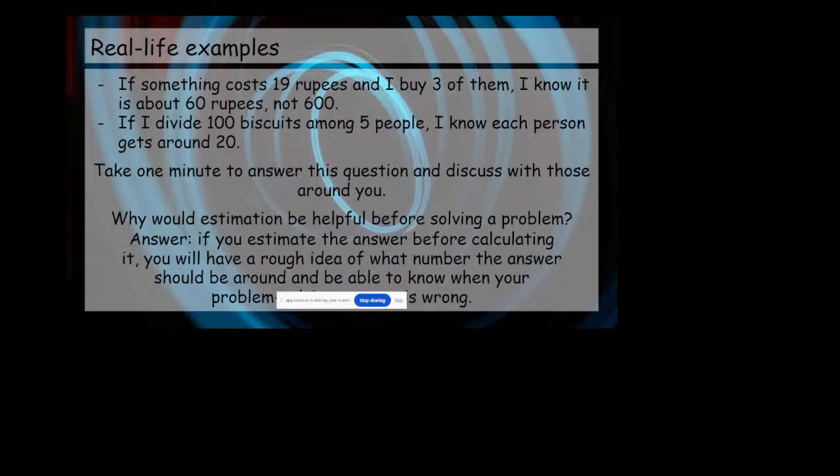The answer is that if you estimate the answer before calculating it, you will have a rough idea of what the answer should be around and be able to know when your problem solving process is wrong.